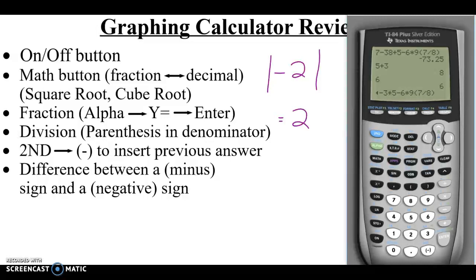And then also, what's right above delete? Yeah, INS, insert. So let's say I needed that 38 to be a 37. Well, you can do second delete, and it will let you insert that 7 back in. It'll kind of push everything out of the way so you can insert a number. Okay? So those are super helpful things that you can do that some people don't know about.